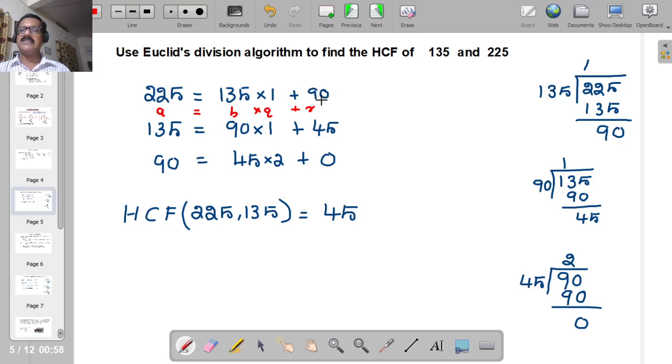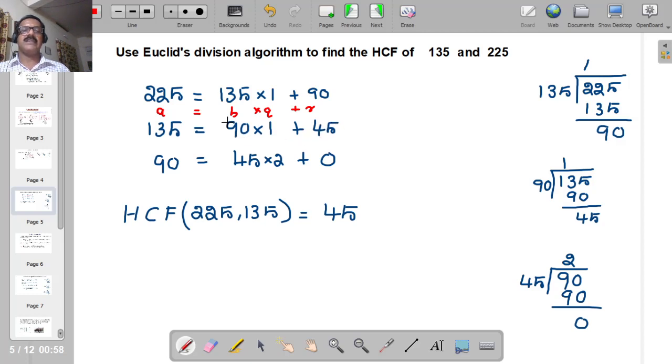Here the remainder is not equal to 0. Now we will apply Euclid's division lemma to 135 and 90. So we will be dividing 135 by 90. We will get quotient is equal to 1 and remainder is equal to 45. Now we will be expressing 135 is equal to 90 times 1 plus 45.